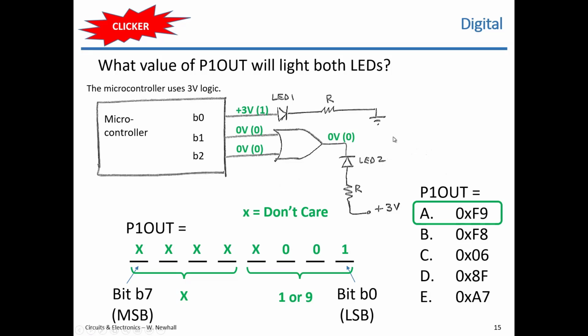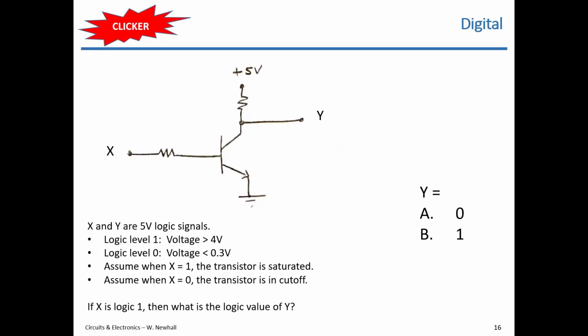Okay. All right. Let's try this one. So you have this circuit with a transistor. X is an input, Y is an output. X and Y are 5-volt logic signals, and you have a 5-volt supply up here. So assume that logic level 1 is greater than 4 volts, and logic level 0 is less than 0.3 volts. Assume when X is 1, the transistor is saturated. When X is 0, the transistor is in cutoff. If X is a logic level 1, then what is Y?